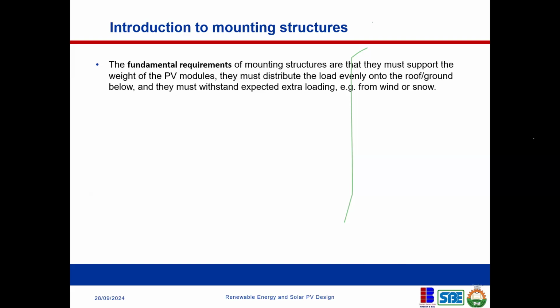So let us look at mounting structures. The fundamental requirements of mounting structures are that they must support the weight of the PV modules. They must distribute the load evenly onto the roof or on the ground below, and they must withstand expected extra loading from wind or snow if it's in snowy country.